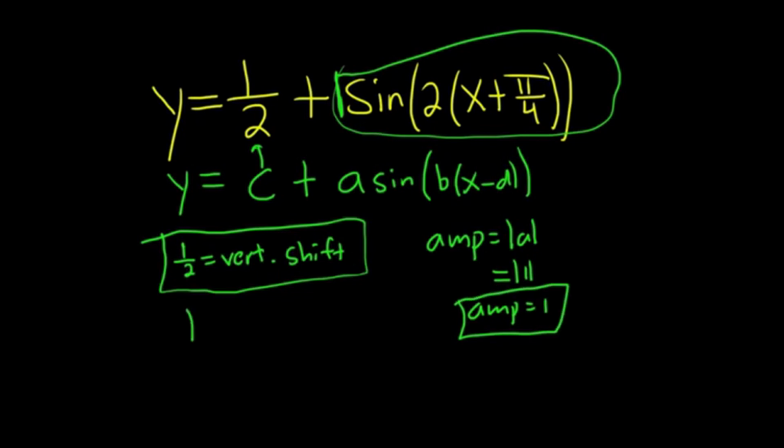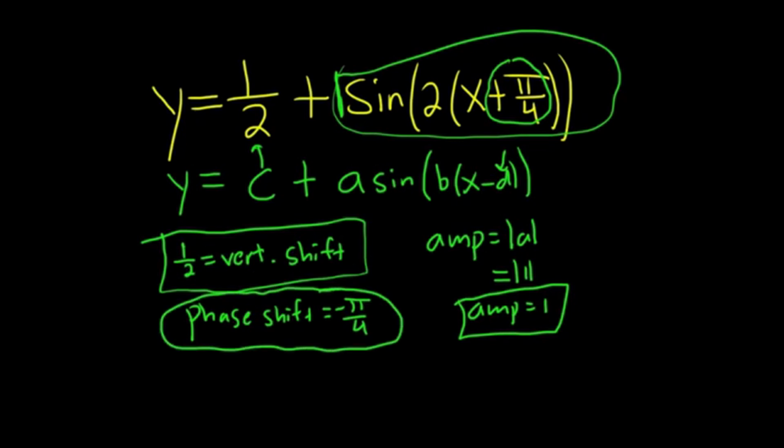The phase shift is d. So d is the phase shift. To find the phase shift, what you do is you switch the sign here. So that becomes negative. So negative pi over 4. Always just flip the sign to find the phase shift. So that's the phase shift. Let's see, what else can we find?